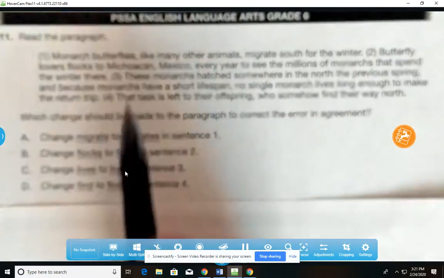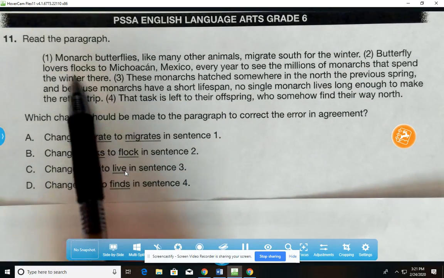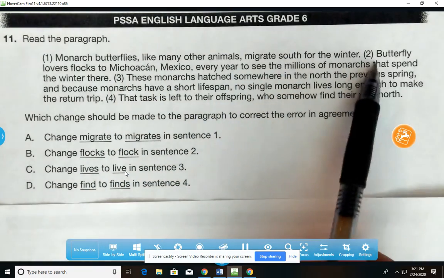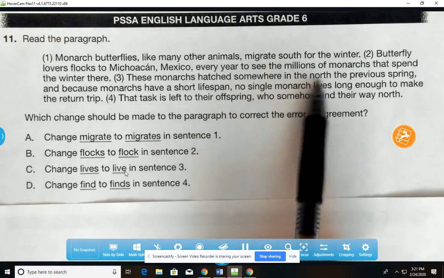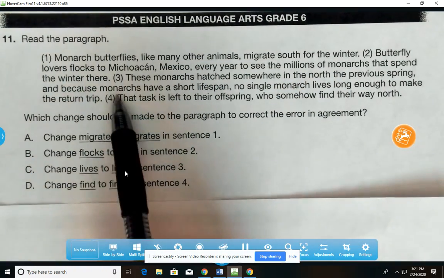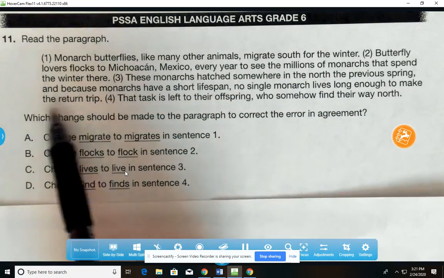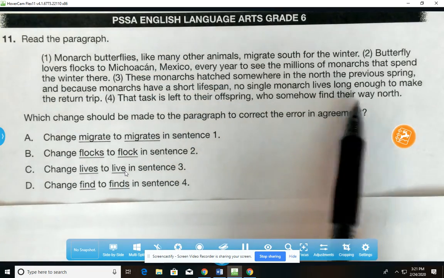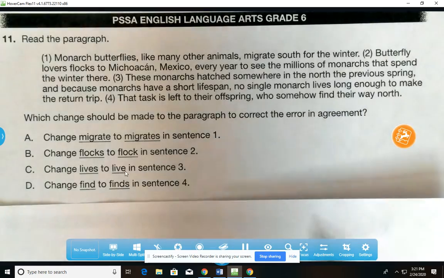Read the paragraph. Monarch butterflies, like many other animals, migrate south for the winter. Butterfly lovers flock to a place in Mexico every year to see the millions of monarchs that spend the winter there. These monarchs hatched somewhere in the north the previous spring, and because monarchs have a short lifespan, no single monarch lives long enough to make the return trip. The task is left to their offspring, who somehow find their way north. Which change should be made to the paragraph to correct the error in agreement?